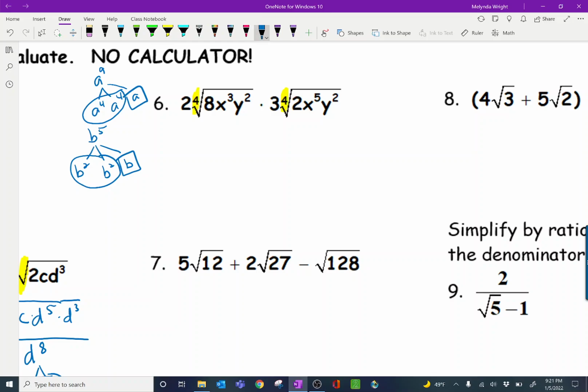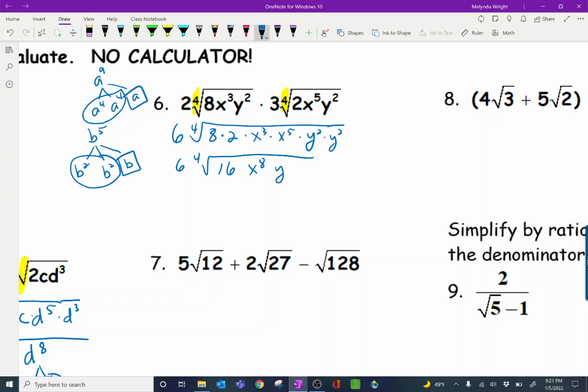So 2 times 3 is 6. And then I have the 4th root of 8 times 2 times the x cubed times the x to the 5th times y squared times y squared. And again, I'm just taking it slow. You can skip steps if you want to. 8 times 2 is 16. X to the 3rd times x to the 5th is x to the 8th. Y squared times y squared is y to the 4th.